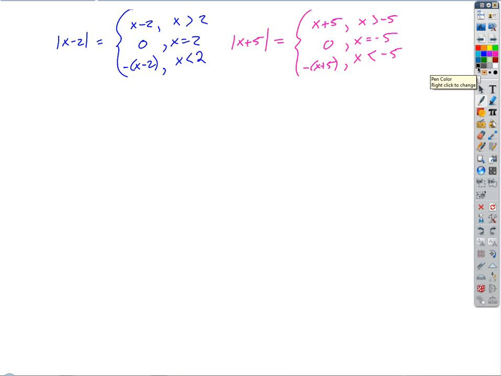All right, let's get our attention up here, please. Okay, so now if we want to add these up, because our function f of x was the absolute value of x minus 2 plus the absolute value of x plus 5. Okay, what's that going to look like?